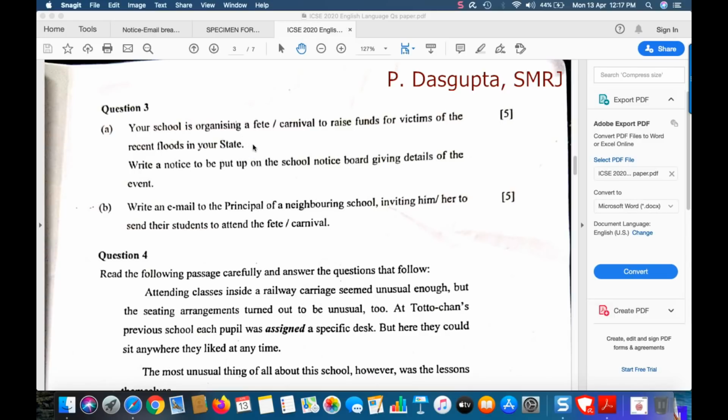Now, what is a notice? A notice is a piece of paper which tells people what is going to happen at which place, at what time, and the people who are concerned and who should be involved in this activity. Now, for example, we will look into the specimen which was sent from the council.